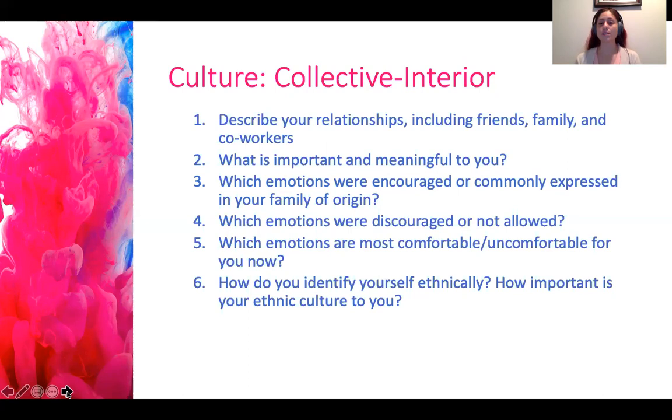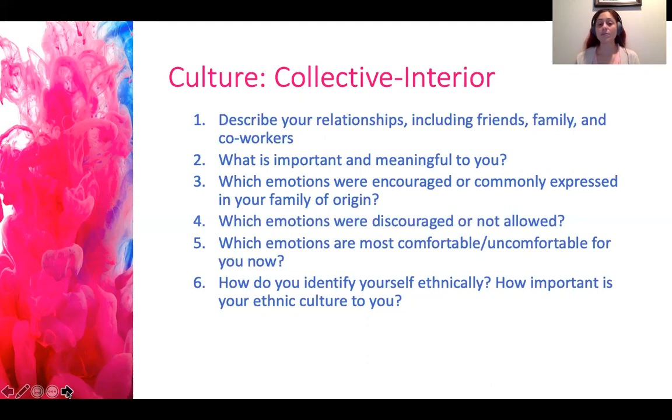Describe your relationships, including friends, family, and coworkers. Remember when we were talking about assessment tools that you don't want to lump all of these together, so do one at a time. So describe your relationship with your friends, and then use your sense of curiosity to find out more information. Then when they're done, describe your relationship with your family, and so on.